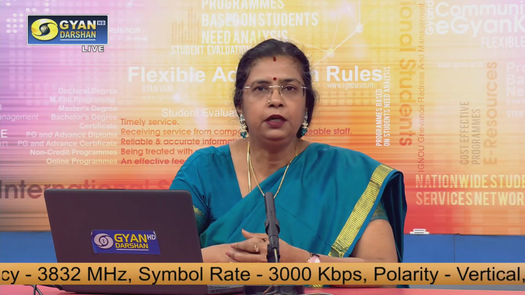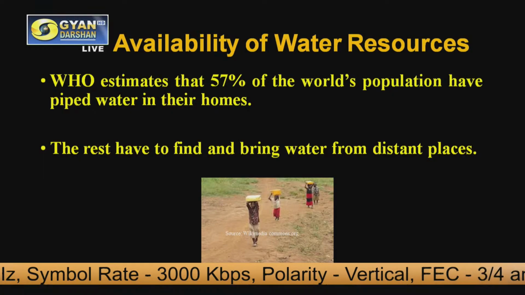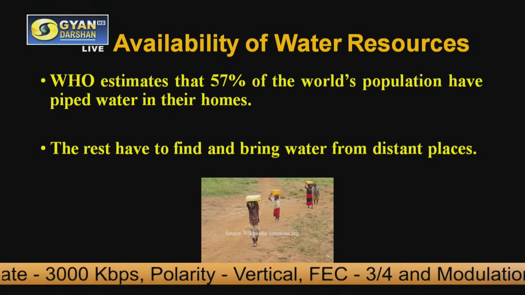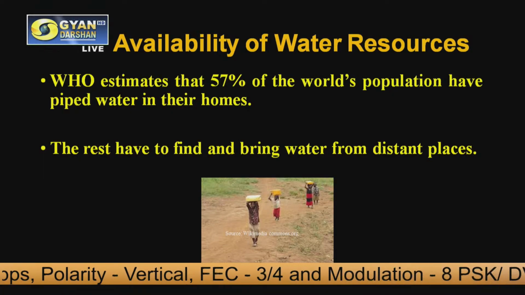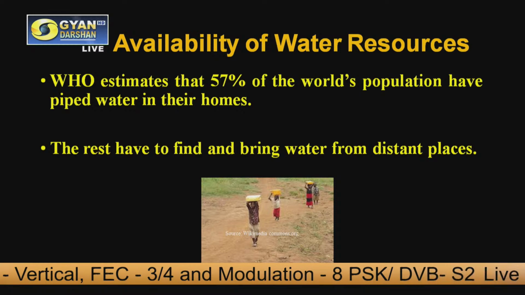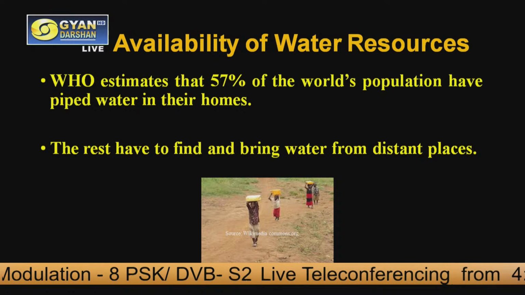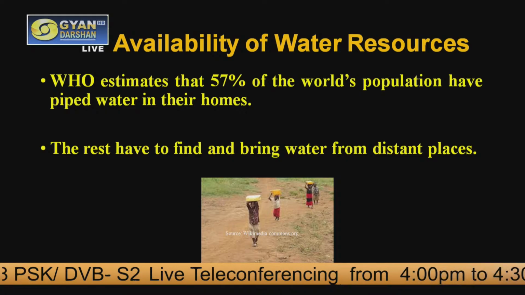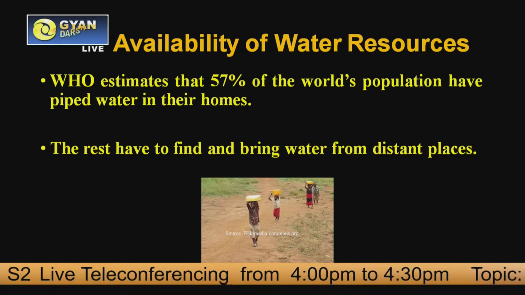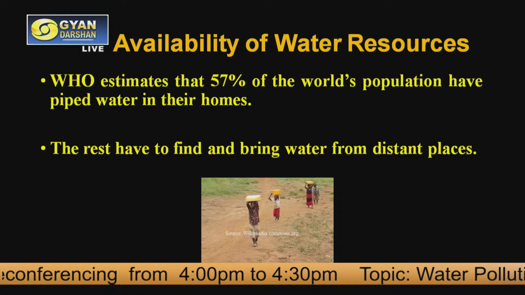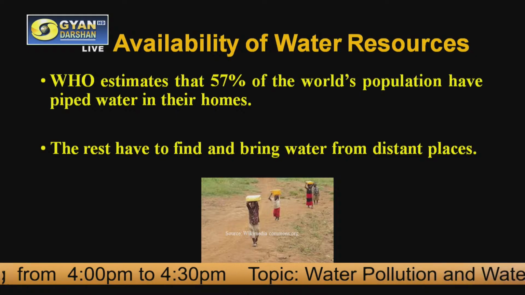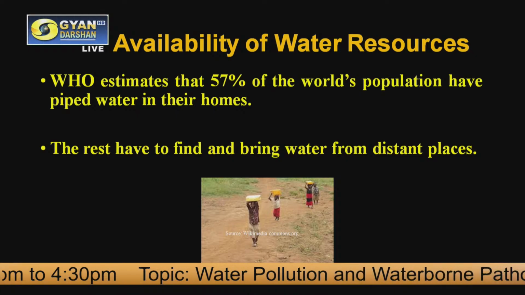Now, the availability of the water resources. Here again, the WHO estimates that 57% of people get their water from piped resources, or they get piped water in their homes. The rest of the people in the world have to find the water resource, and they also have to travel to far away and distant places in order to collect the same.